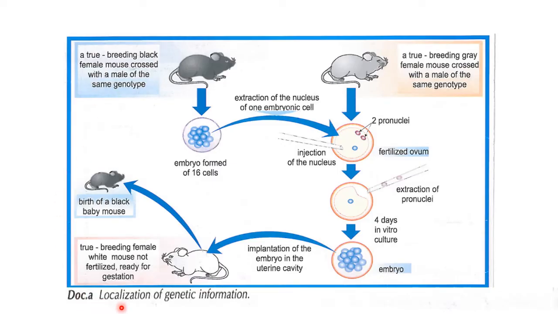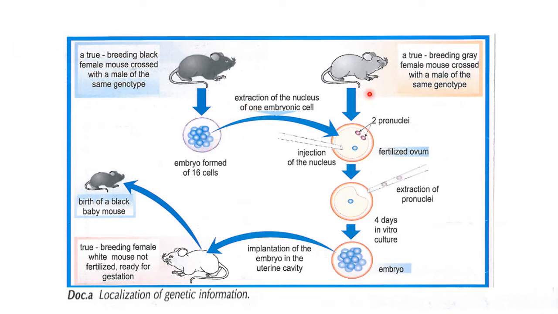Document A, localization of genetic information. In this experiment, we are going to determine the location of genetic information. A true breeding black female mouse crossed with a male of the same genotype. It means a pure black female mouse crossed with a male having also a black genotype. The embryo formed of 16 cells was taken, and there was extraction of the nucleus of one embryonic cell. It means I take the nucleus of one of these embryonic cells.